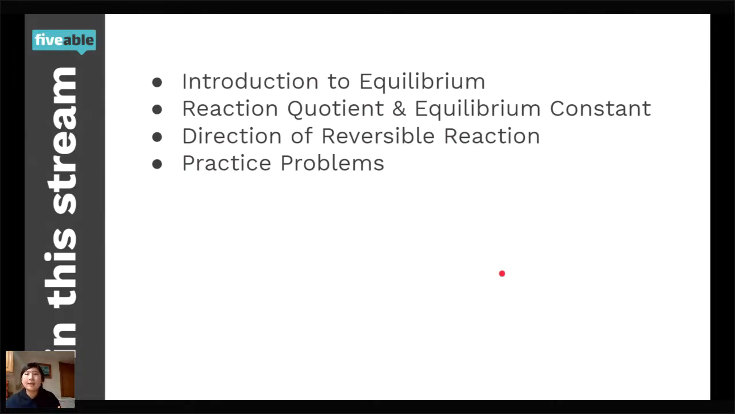I know that before you go into equilibrium, you probably know what a normal reaction looks like. There are reactants on the left-hand side and the products on the right-hand side, and there's an arrow that points in one direction, usually towards the right. But in a reversible reaction, there are arrows going both ways.